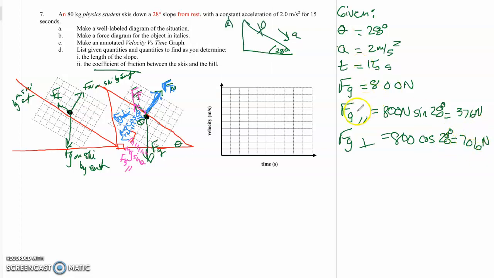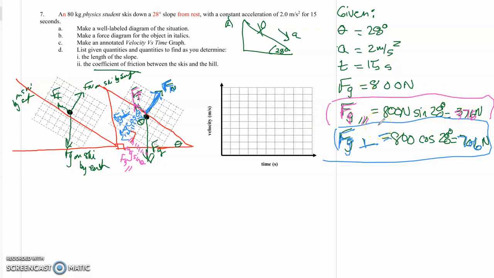If I were going to do a really good job, I would say what FG perpendicular equals, 706, right? And FG parallel equals 376. Okay, so there's that. All right, so we've got a well-labeled diagram. We've done a force diagram. We haven't done a graph.